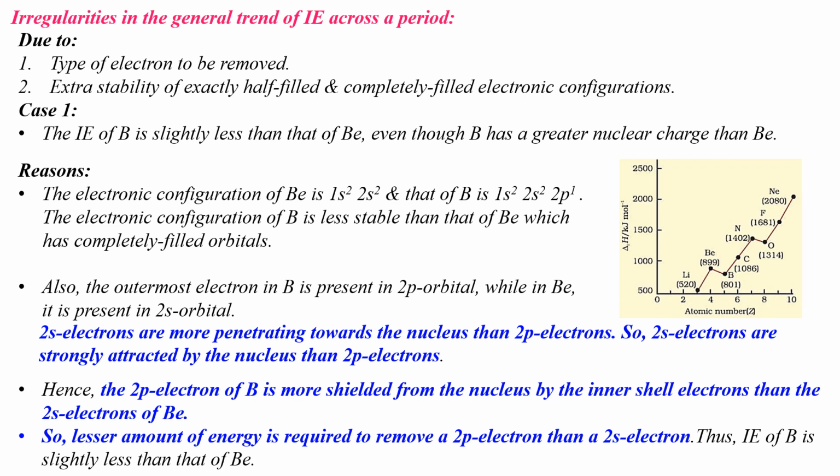Since 2s electrons are more penetrating towards the nucleus than 2p electrons, the 2s electrons are strongly attracted by the nucleus than 2p electrons. Hence, the 2p electron of boron is more shielded from the nucleus by the inner core electrons than the 2s electrons of beryllium. So, lesser amount of energy is needed to remove a 2p electron than a 2s electron. Hence, the first ionization enthalpy of boron is lower than that of beryllium.